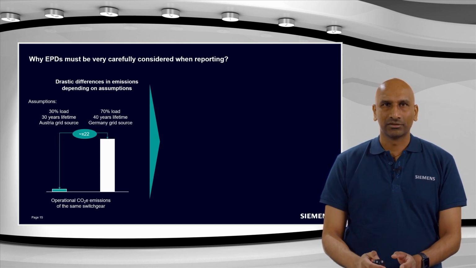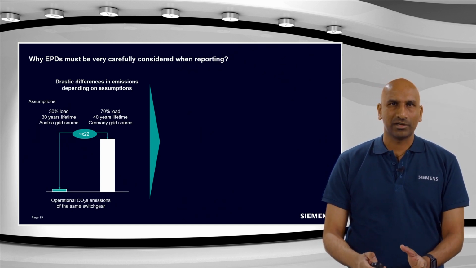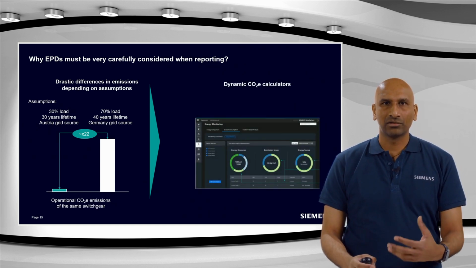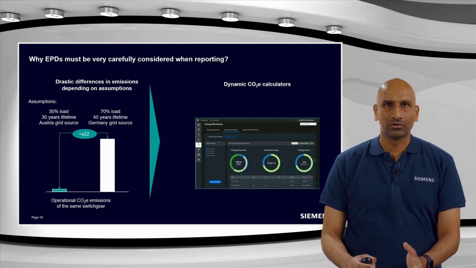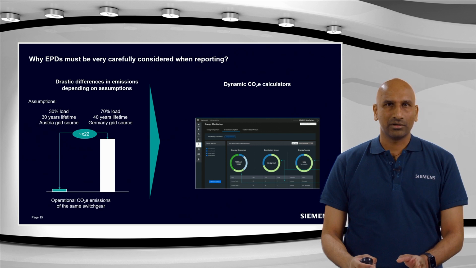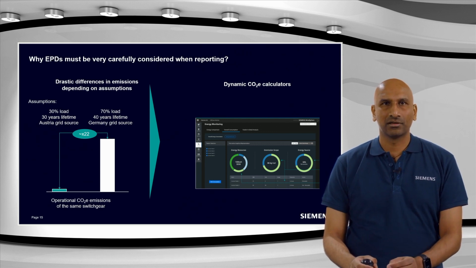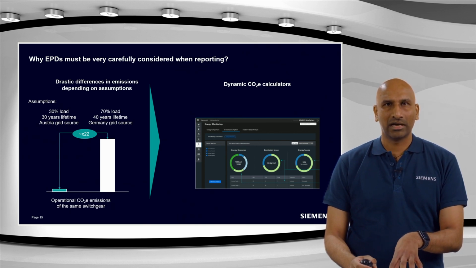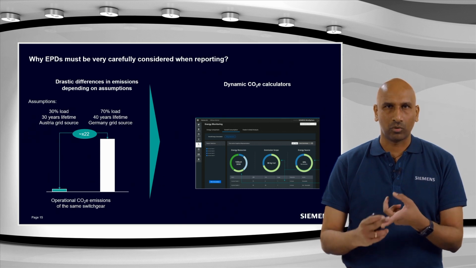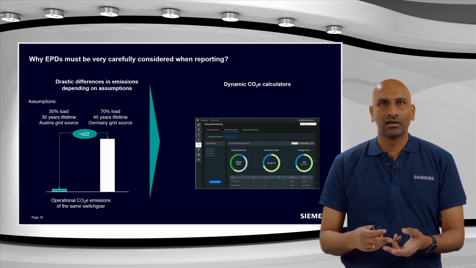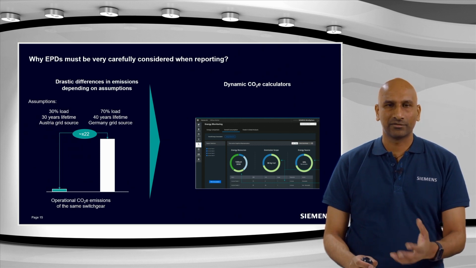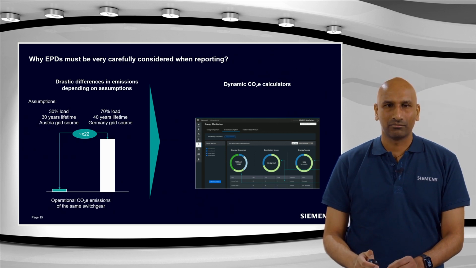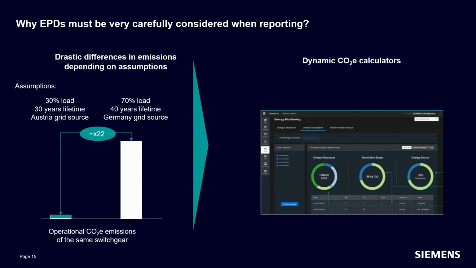So one of the solutions we think is better is to have a dynamic CO2 calculator with actual inputs of the switchgear load, energy source, CO2 equivalent intensity, etc. You can see here an example from Siemens using our energy monitoring software, NX Power Monitor, where you have a dashboard available showing the scope 1 and 2 of your substation, which we are planning to make available to customers from the coming April. So I think with this slide, we are concluding the presentation.